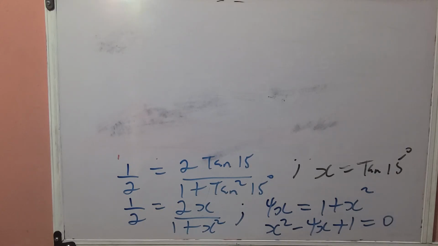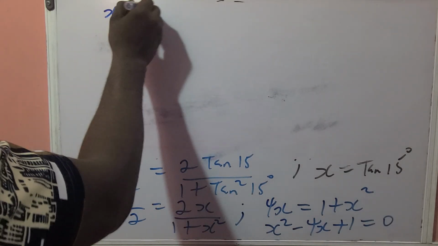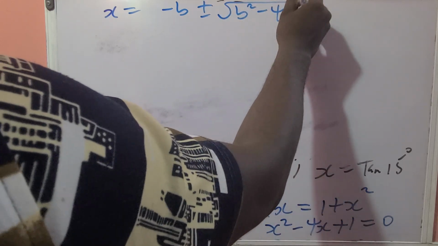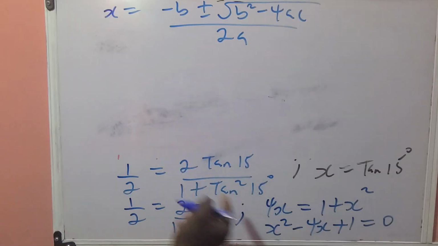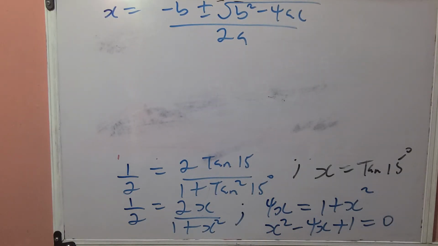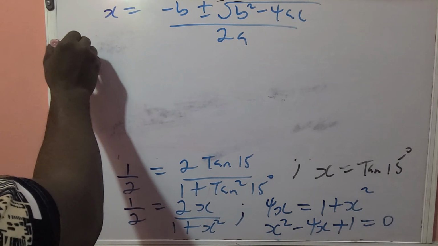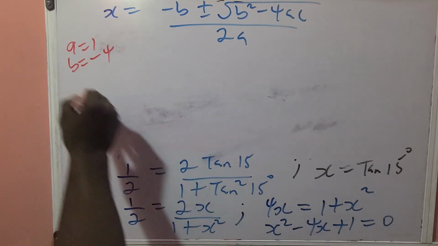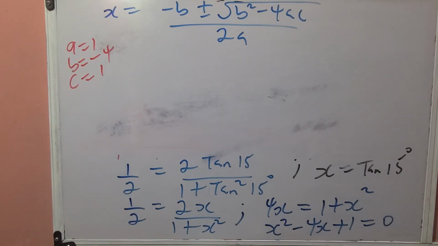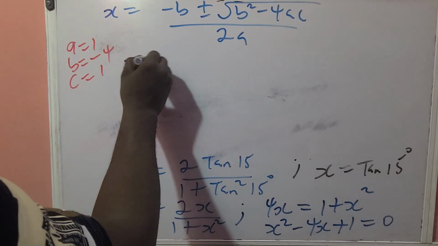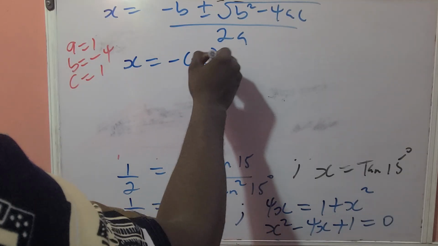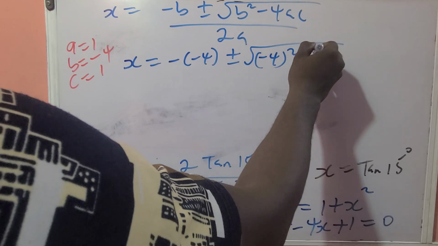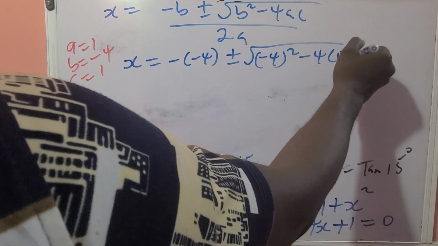Don't forget our formula: x equals minus b plus or minus square root of b squared minus 4ac, everything over 2a. From what we have here, our a is 1, our b is minus 4, and our c is 1. So fixing that into this equation, we have x equals minus of minus 4 plus or minus square root of minus 4 squared minus 4 times a, which is 1, times c, which is 1.